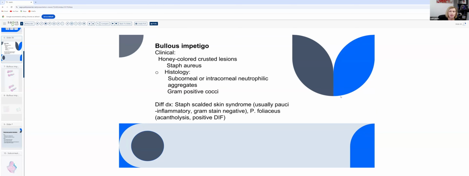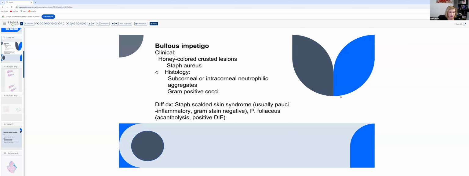So we'll start with bullous impetigo. Clinically, bullous impetigo presents as honey-colored crusted lesions and is most often caused by Staph aureus. Histologically, we see a subcorneal or intracorneal collection of neutrophils, so a pustule. And on gram stain, we can see gram-positive cocci. So anytime we see a pustular lesion, we always want to perform stains for organisms, including a PAS stain for fungus and a gram stain for bacteria.